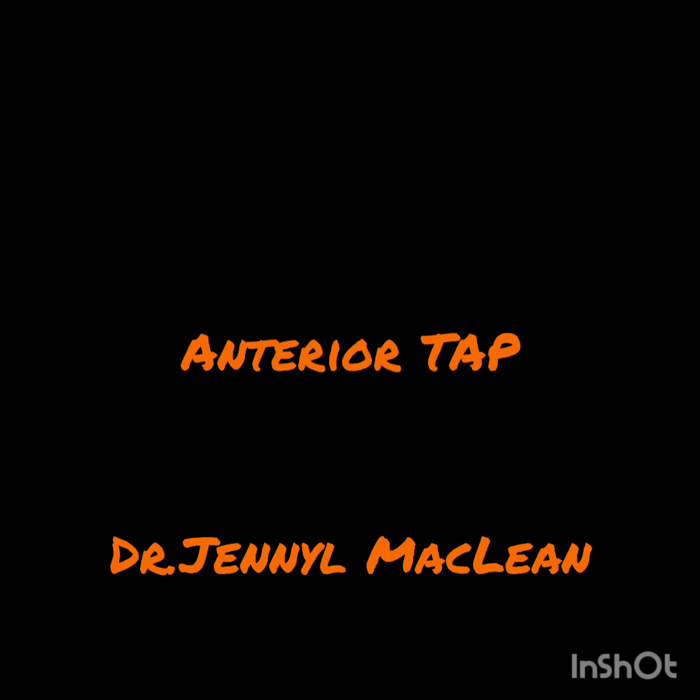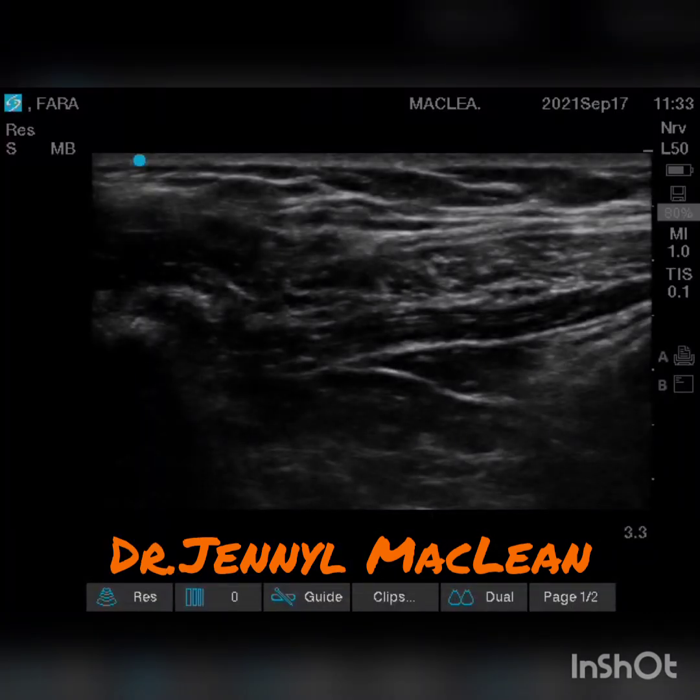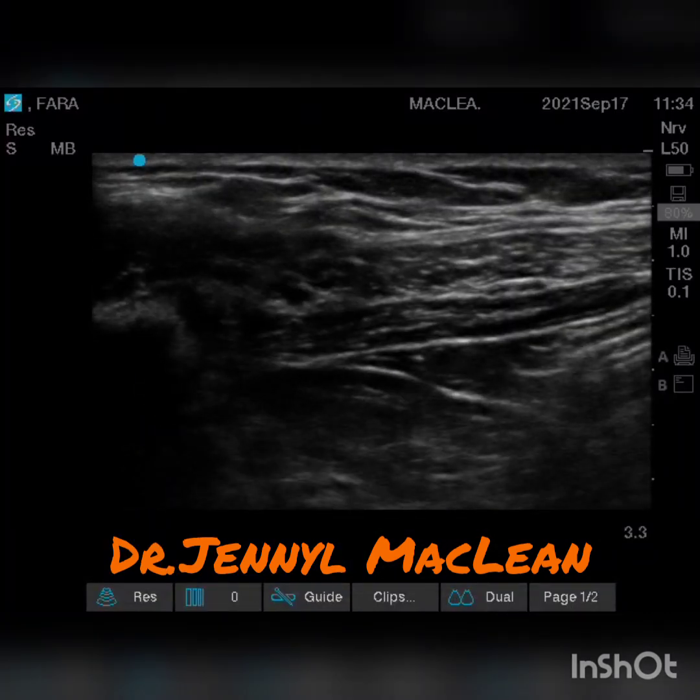Friends, today we will see about anterior tap, lateral tap and posterior tap, that is transverse abdominis plane block for fan and steel incisions. If you keep the probe in subumbilical line, you will see the ASIS and the tap plane. Here you will see the three muscles.